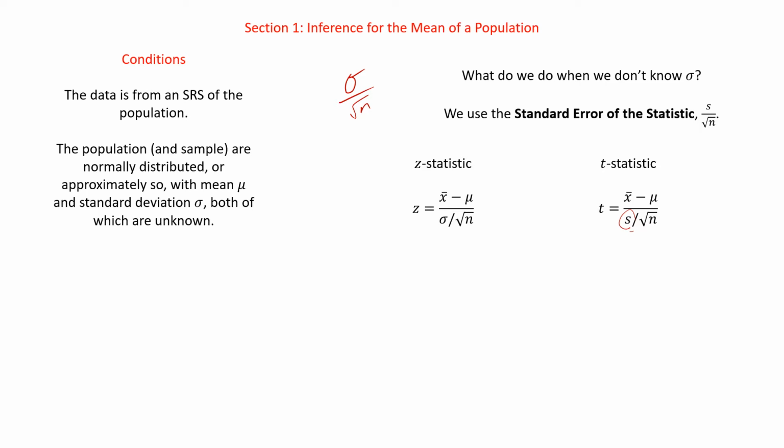Because with the t statistic, we have another piece of information that we need. We need a degree of freedom. And the degree of freedom is just the sample size minus 1, n minus 1, for any of our one sample t procedures. That would be tests and confidence intervals.